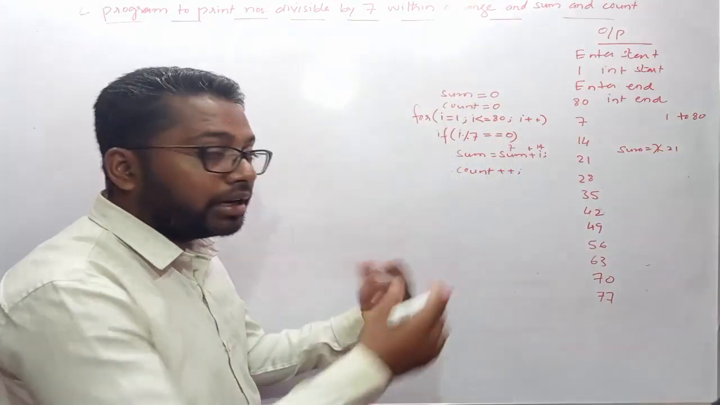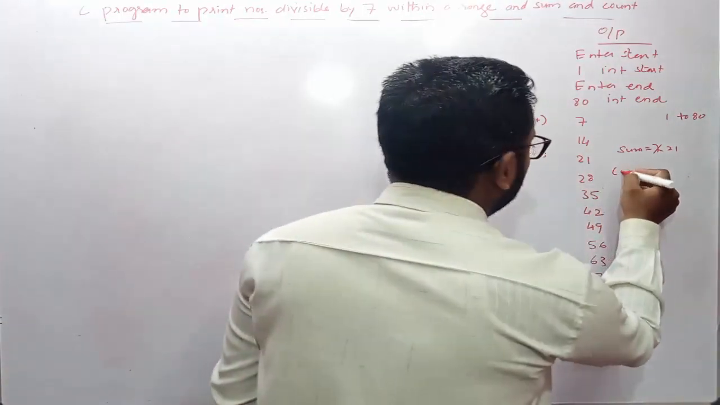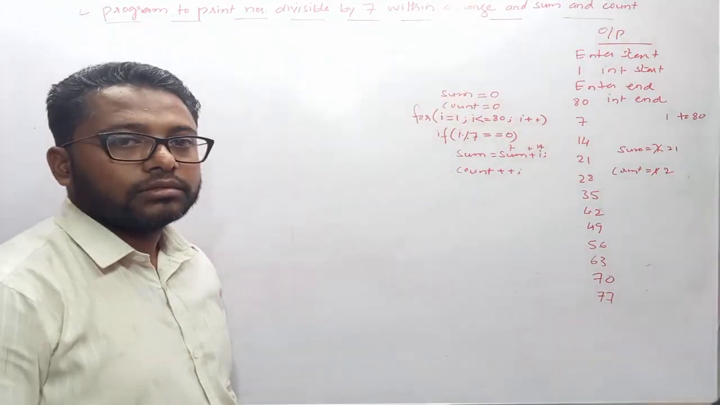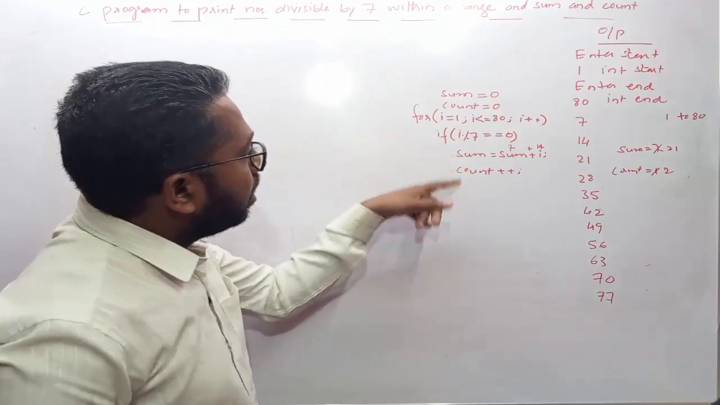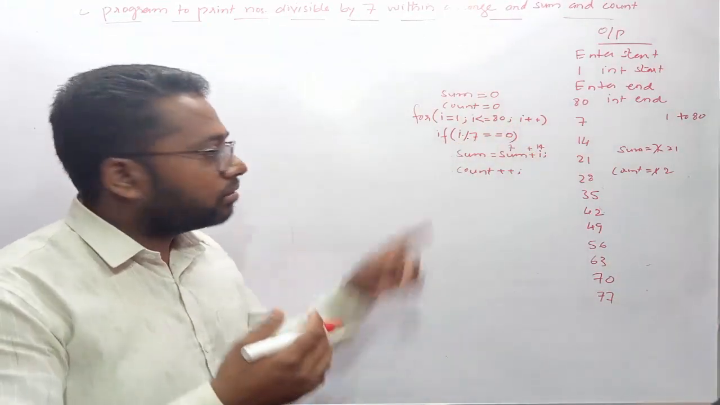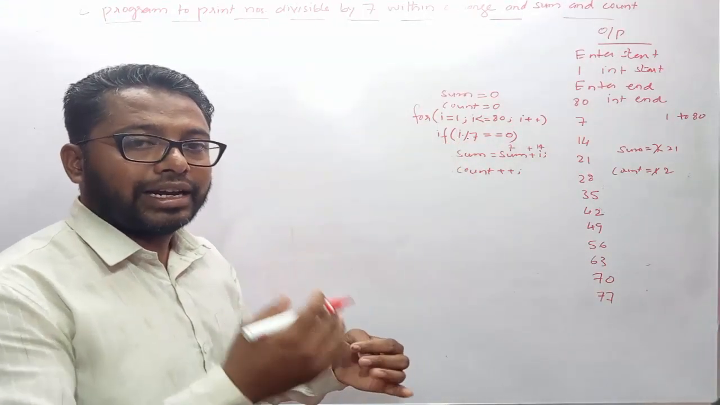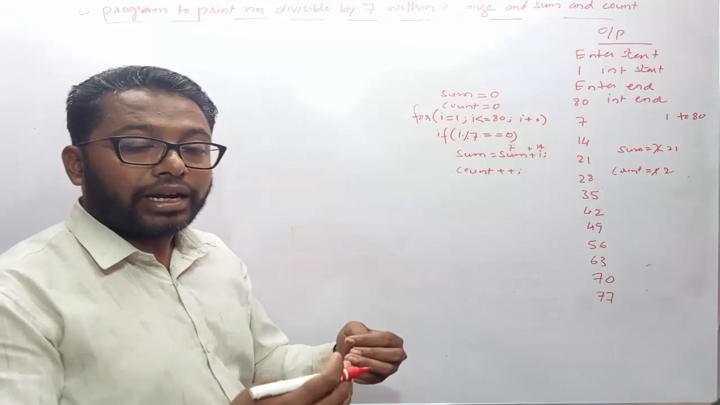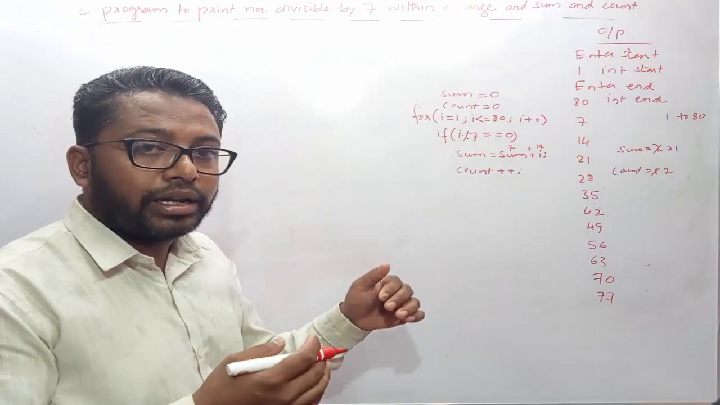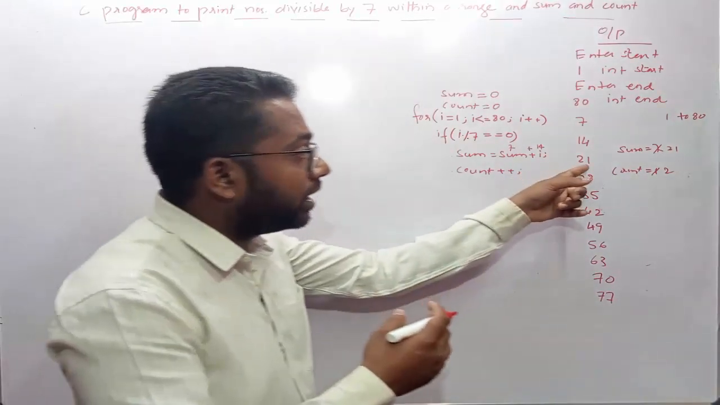Next, again I will increment the value of count. Earlier the count value was 1, now it becomes 2. Then again the I value gets incremented. I now becomes 15. The same if condition gets checked with the values 15, 16, 17, 18, 19, 20. All these values in the range of 15 to 20, none of them gets divisible by 7, and next we will get 21.